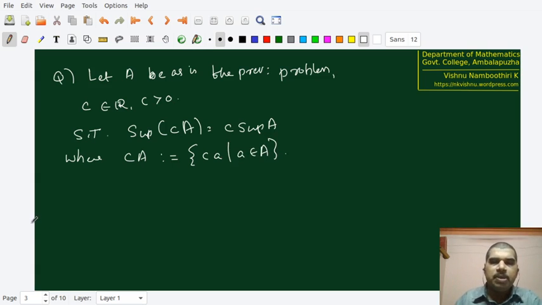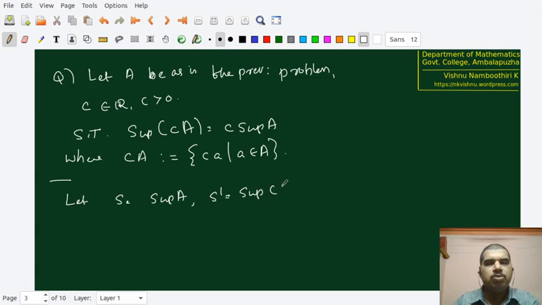So here we have multiplication instead of addition. The steps are going to be more or less the same. Remember that we have assumed C to be positive. Otherwise, there can be some problem. So we are actually safe with that assumption. So we are going to follow more or less the same type of steps even here. Suppose S is equal to supremum of A, S prime equal to supremum of CA. We have to show that S prime is equal to C times S. This is what we have to show.